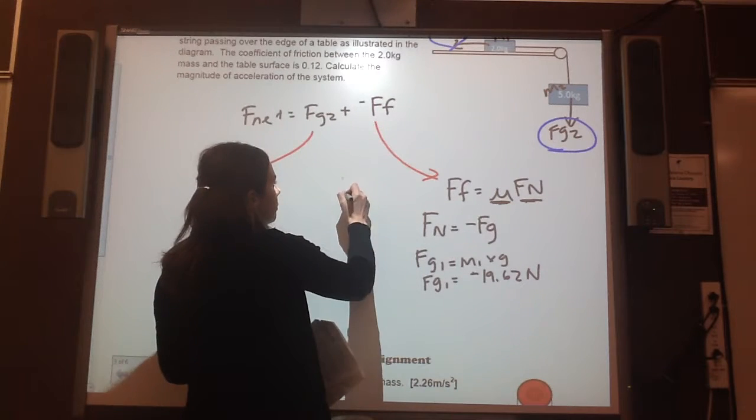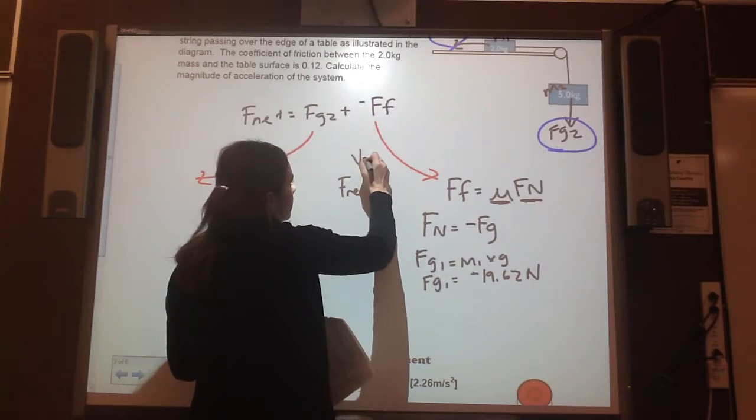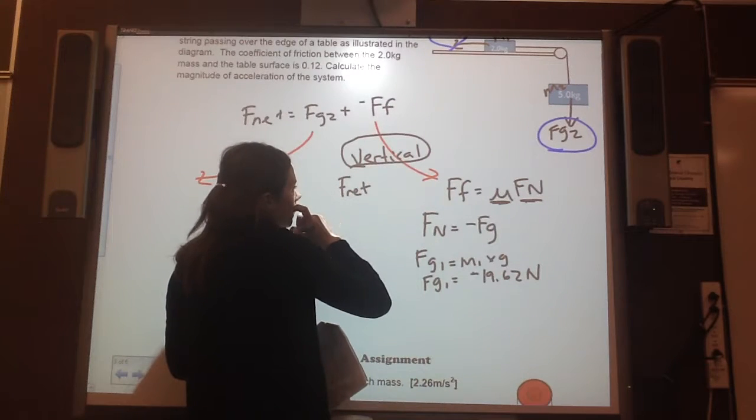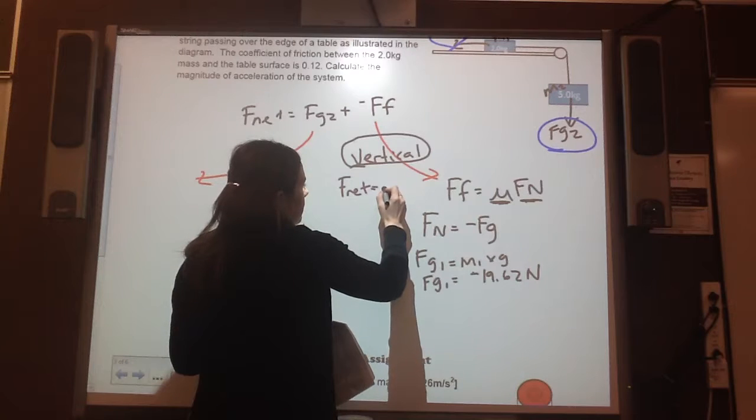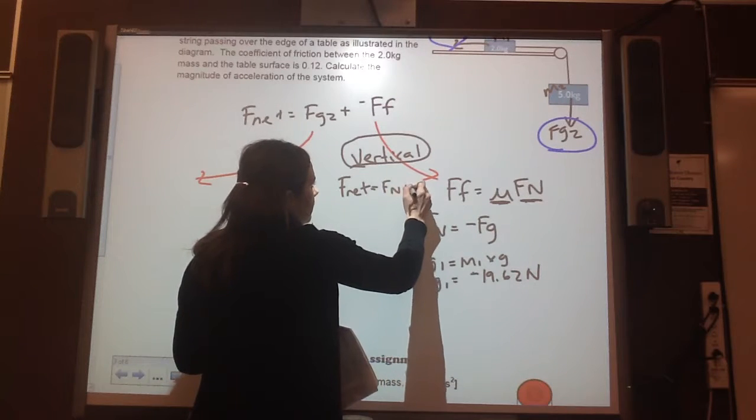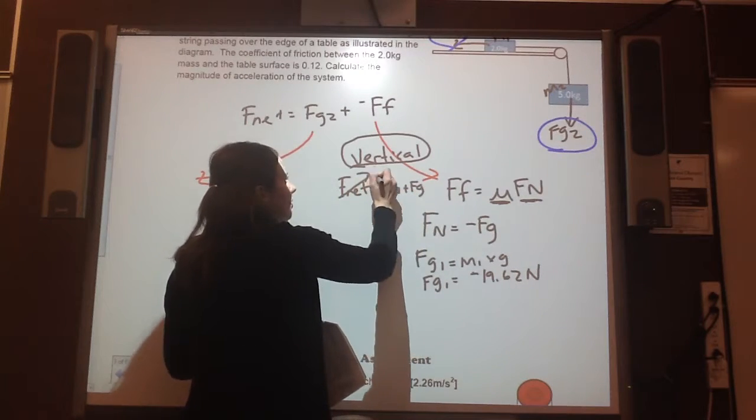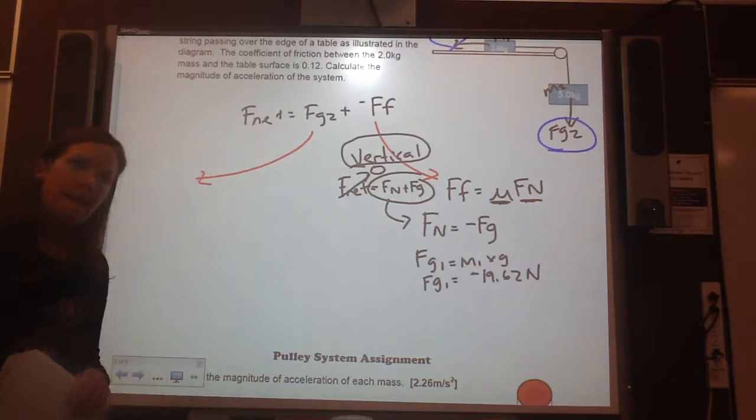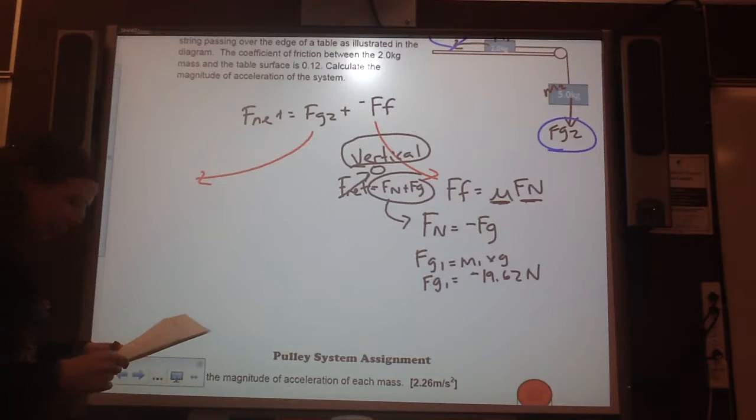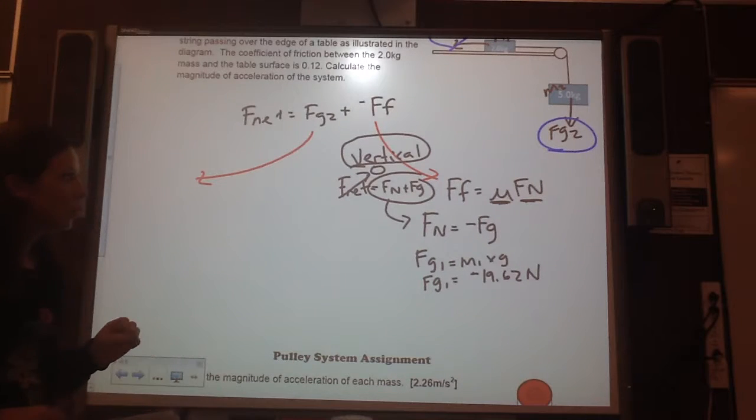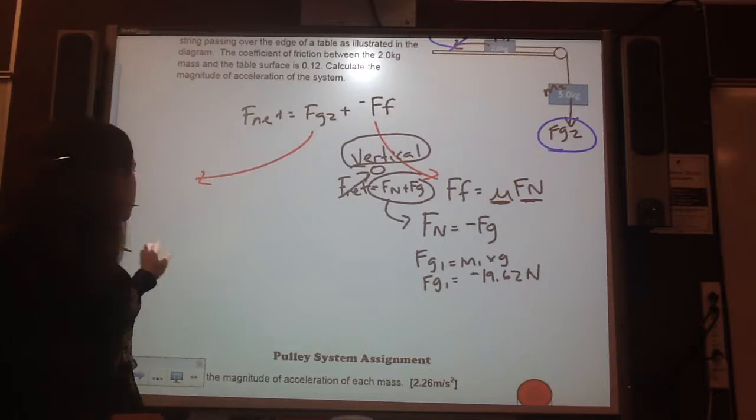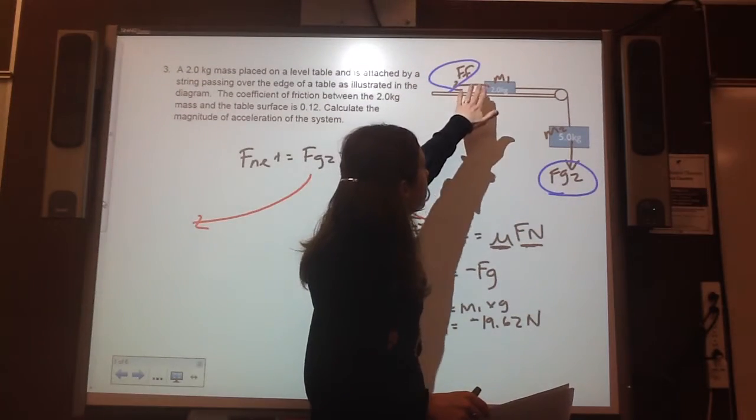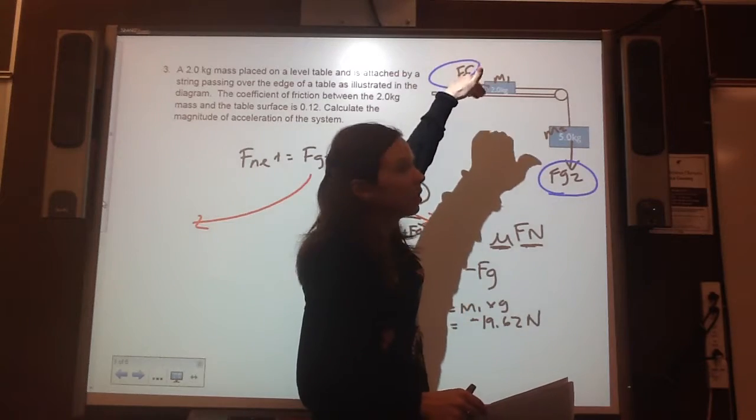I'll back up, I'll show you. Because F net of my vertical, if I'm dealing with vertical stuff about my mass 1, F net is equal to Fn plus Fg. If there's no F net, then Fn must equal negative Fg. Why is there no F net? Because when I'm dealing with Fn, I'm looking at this mass, and it's not going up or down.